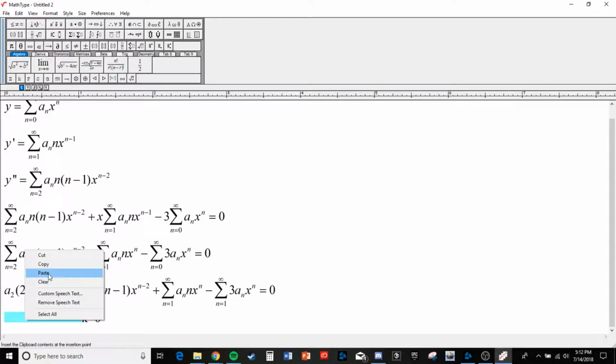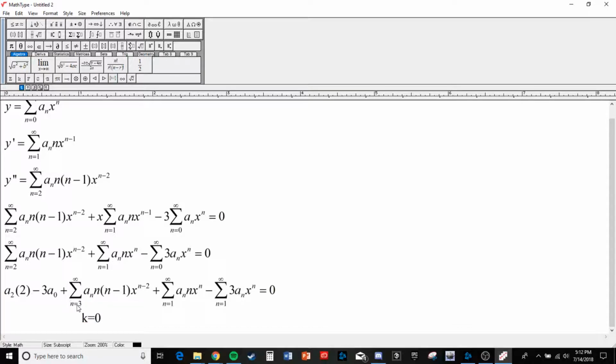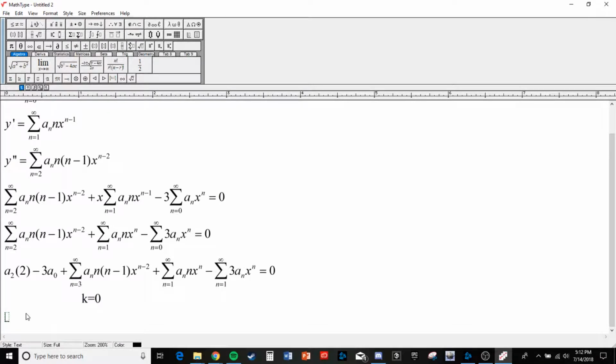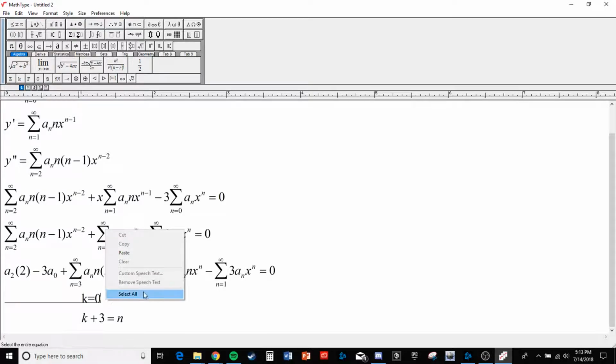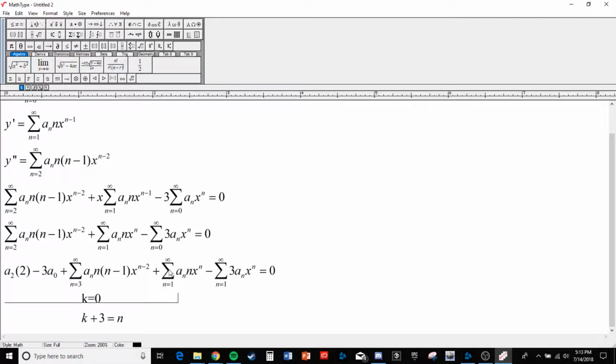However, since we changed this to a k, we're going to need to change all these other n's to a k. So if k equals n minus 3, then k plus 3 is going to be equal to n.